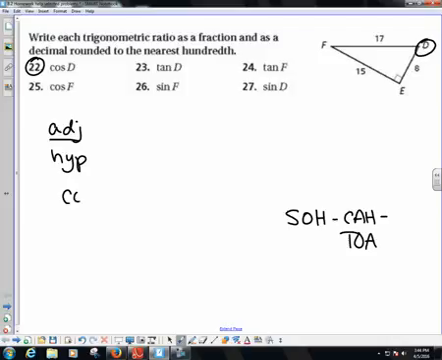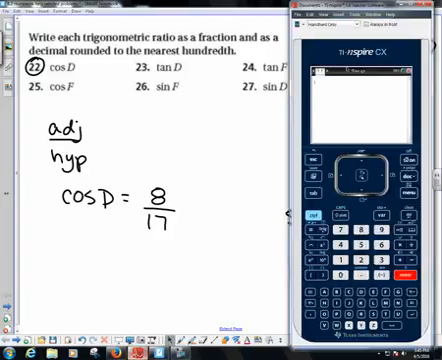If I'm looking at cosine of D and I fill in what I know and what I need to know, my adjacent, well, I have 17 and 8, but I know that 17 is only the hypotenuse. It is not the adjacent. So in this particular case, my adjacent is 8 and my hypotenuse is 17. So that's the answer in fraction format. It also asks for decimal format.